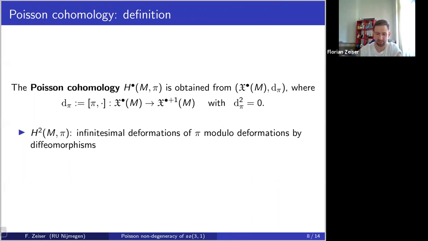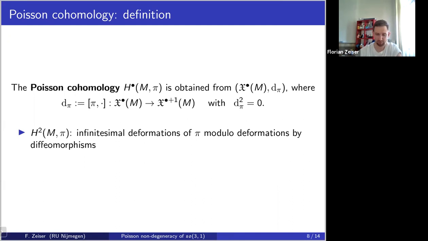Well, so a heuristic interpretation of the second Poisson cohomology is the following. It governs the infinitesimal deformations of pi modulo the deformations one obtains by diffeomorphism. So a vanishing should correspond somehow to the fact that all the deformations of pi are obtained by diffeomorphisms.